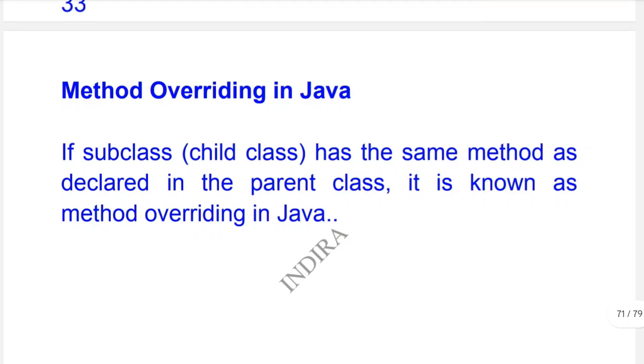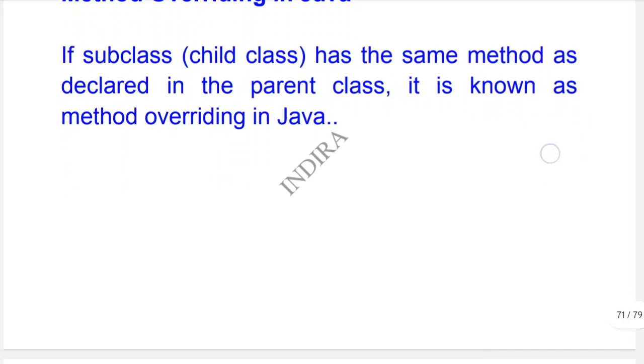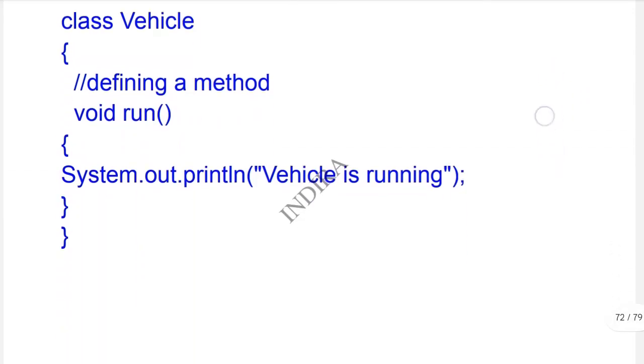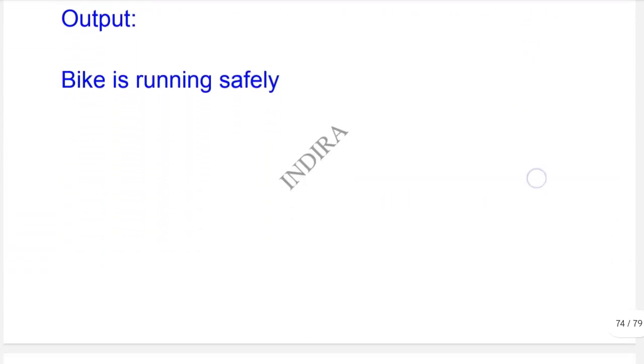Coming to method overriding, if a subclass has the same method as declared in the parent class, so method overriding consists of two classes, child class and parent class. That means two class names. If both the parent class and child class have the same method, it is known as method overriding. In Java, the definitions for method overloading and method overriding are very easy, and this is the example for method overriding and its output.